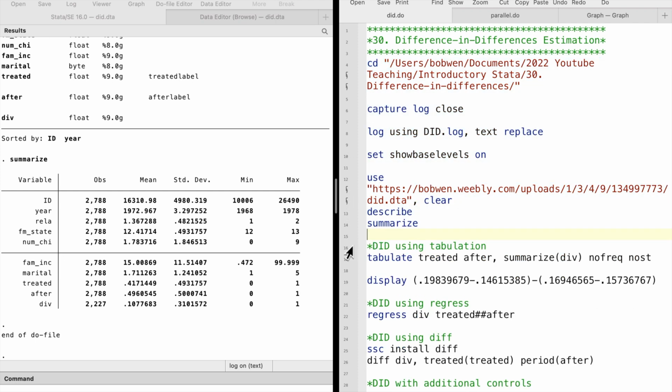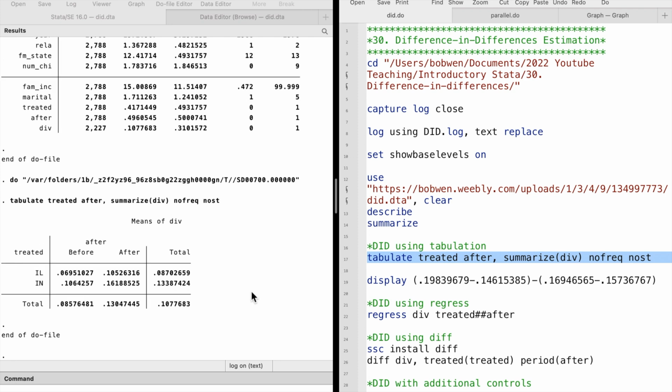There are various ways to perform the difference in differences analysis in Stata. First, let's tabulate the statistics in a two-way table. We could type tabulate followed by the treated variable and the after variable. We use the summarize option to show the mean of divorce. I also applied the nofrequency and nostandard deviation options. Here we have the 2x2 table of the basic difference in differences estimates.